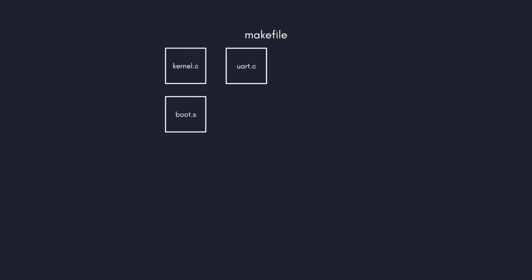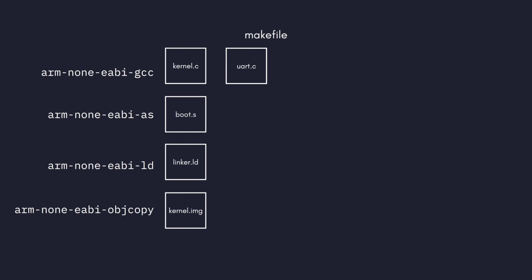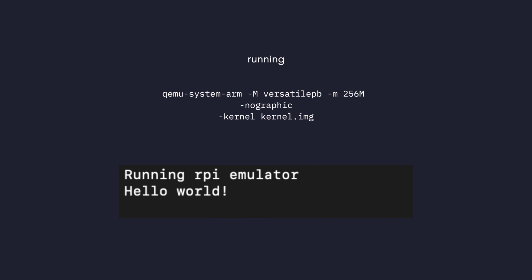Okay, so putting it all together with a makefile, we're going to take our source files and compile them with these commands. Then we're going to take our linker and join them all together along with our linker file with this command. And finally, we're going to use this last command to generate our .img file that QEMU is going to be able to execute. Okay, so let's run it. We're going to run it using this QEMU command. Essentially, we're just telling QEMU to emulate a versatile PB board with 256 megabytes of RAM, no graphics, and with the kernel that we just created. And if we run that, we get this, our hello world.